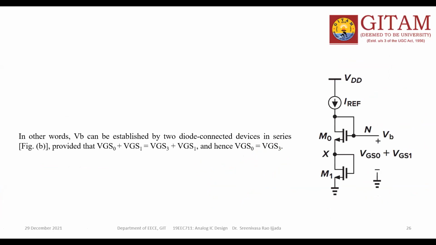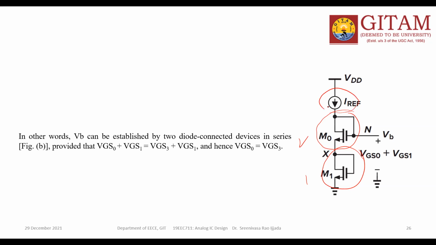So, in other words, VB can be established by two diode-connected devices in series. This is one diode, and this is one more diode. Whenever the gate is shorted to drain, it works as a diode. So these are two diodes connected in series, with a current source there, of course.